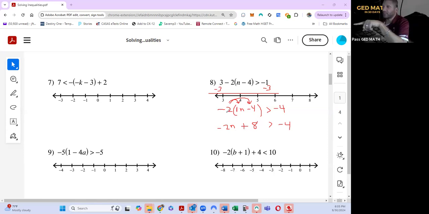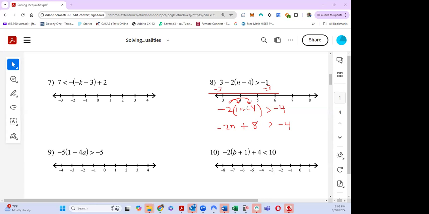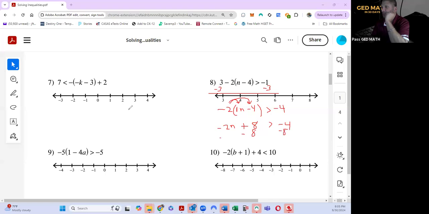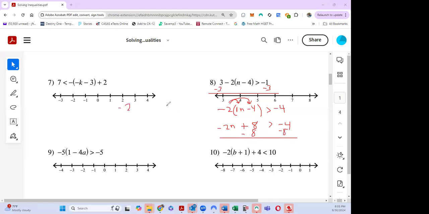Then -2 times -4 gives you a +8. Good? Okay. Now we're going to subtract 8 from both sides. I'm going to have to move over here so we have enough room. So we get -2n. The 8's cancel. Greater than -12.